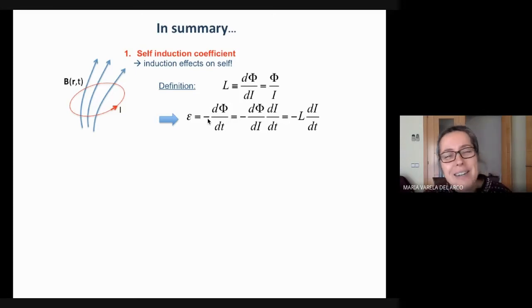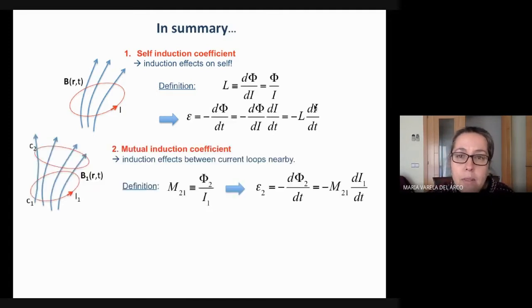Anyhow, all this said, the actual electromotive force induced in a circuit, caused by itself, can be calculated as minus L times the derivative of the intensity with respect to time. And obviously, these effects are only important, as we discussed yesterday, when the intensity depends on time. So this typically happens when we are charging circuits or discharging circuits, for example.